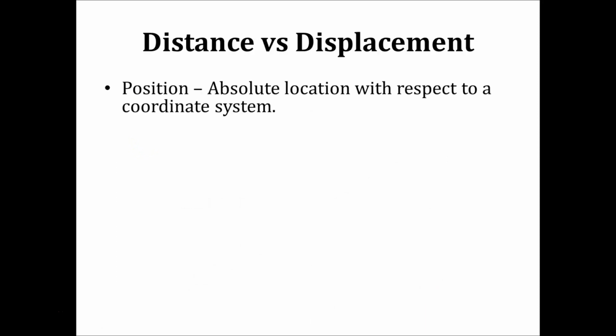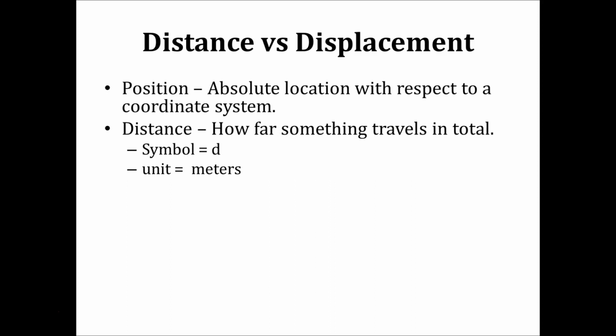Okay, so let's keep going. Position, again, like I said, this would be our absolute location with respect to some system that we defined. Our distance essentially means how far something travels in total. So for example, if you walked to the store, you might say I traveled 1,000 meters to the store. And if you walk back home, then you might have traveled 1,000 meters to the store and 1,000 meters home. So you traveled a total of 2,000 meters distance. The symbol we're going to use here is d, and the unit we're going to use is meters.